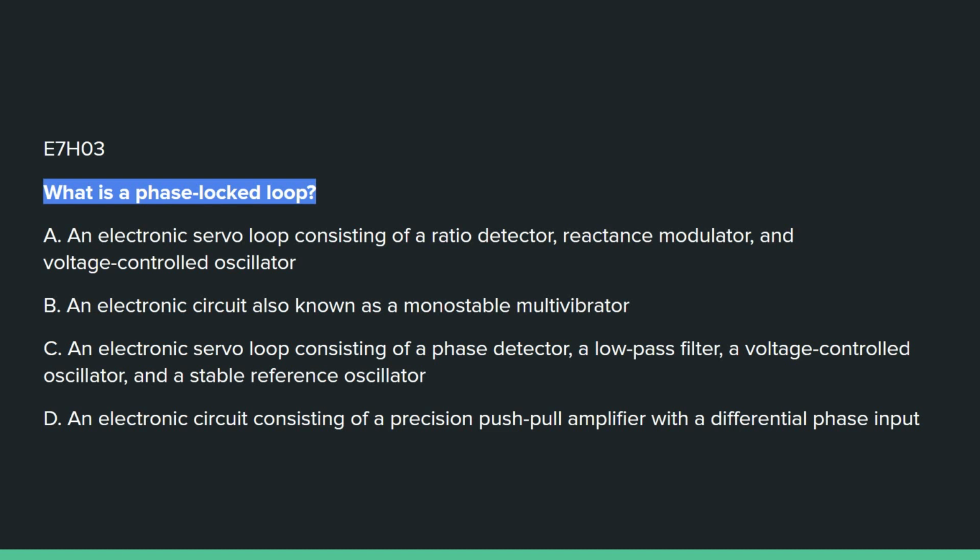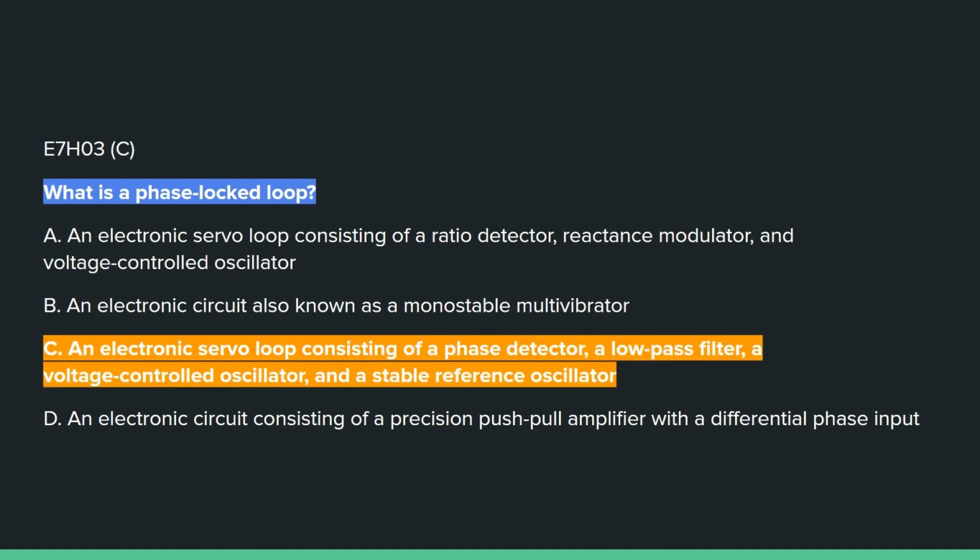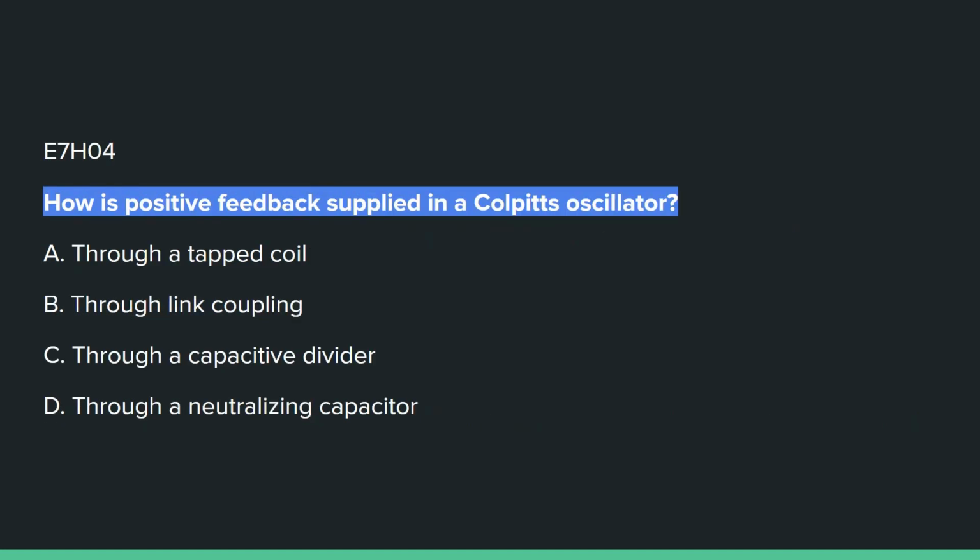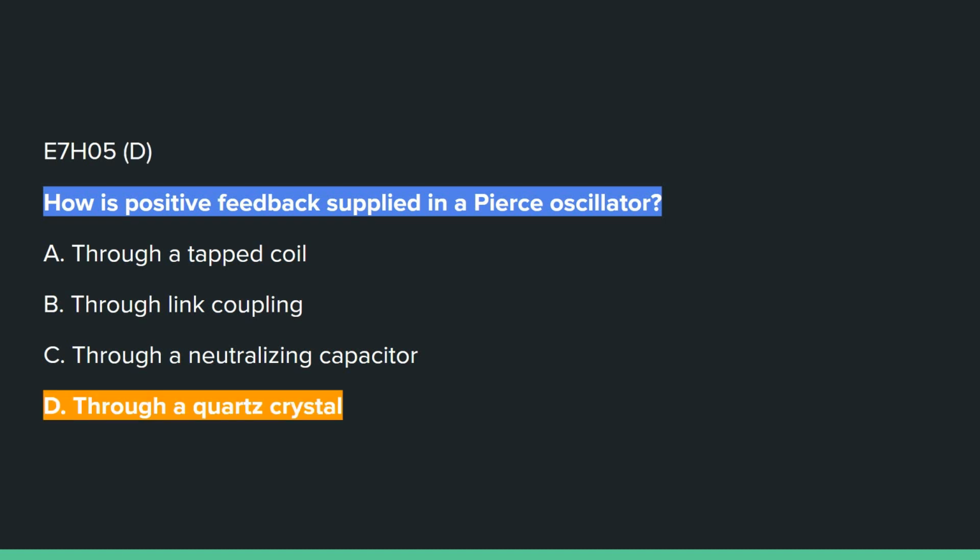E7H03, what is a phase-locked loop? C, an electronic servo loop consisting of a phase detector, a low-pass filter, a voltage-controlled oscillator, and a stable reference oscillator. E7H04, how is positive feedback supplied in a Colpitts oscillator? C, through a capacitive divider. E7H05, how is positive feedback supplied in a Pierce oscillator? D, through a quartz crystal.